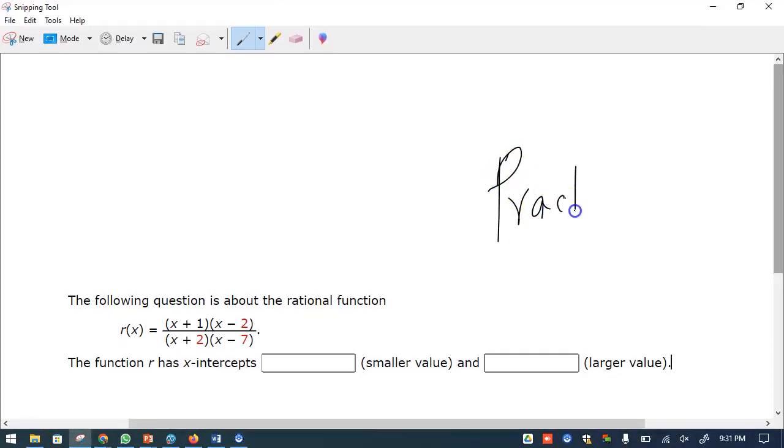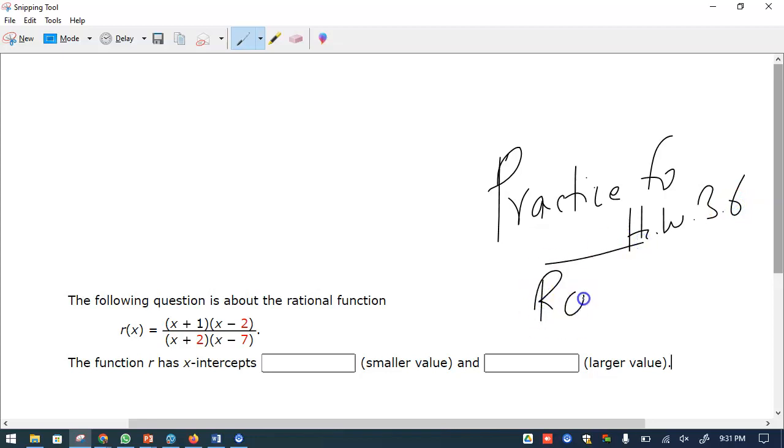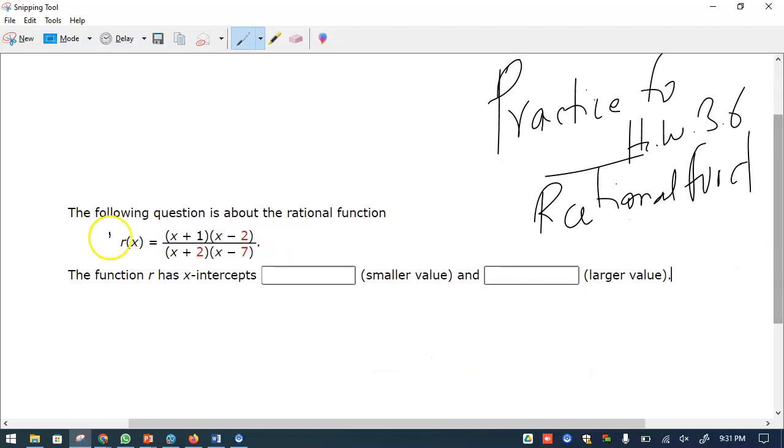I'm working on a practice problem for homework 3.6, and that is about rational functions, right? So we want to know how to sketch a rational function. What are the horizontal and vertical asymptotes, and the x-intercept and the y-intercept? In this case, the good thing is they already gave us the factored form.